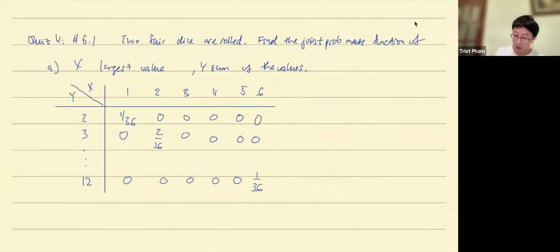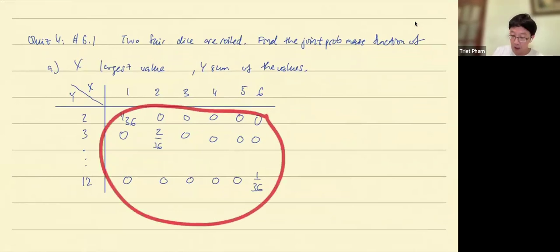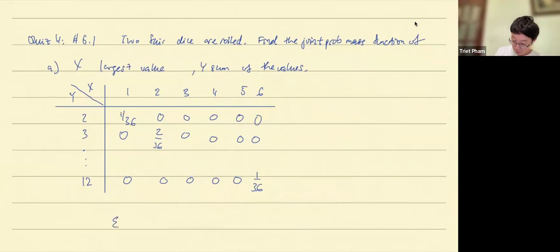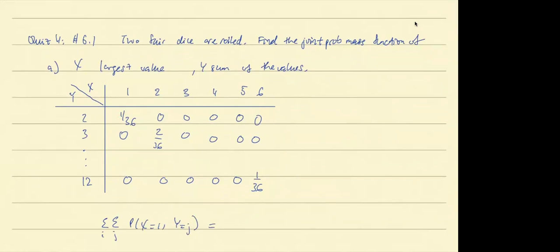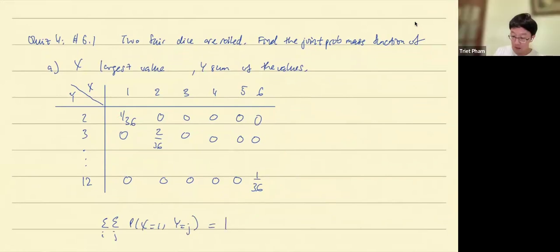So one last thing. If you sum up all the entries in a joint probability table, meaning sum over all i and sum over all j of this, what should you get? 1. Correct. So that's it. The total mass is 1. But instead of being on a line, now it's on a plane. Okay? All right, let's stop here today. We'll continue next time.